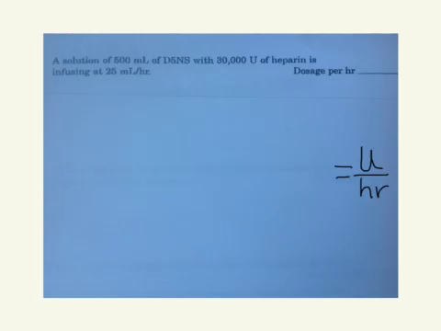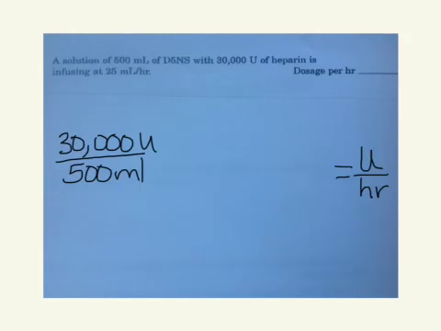So the first thing you do is you take the 30,000 units, and this time the units is going to be on top, so we'll go ahead and put it on top this time. And then it is in 500 milliliters of D5NS, and it's going at 25 milliliters. We want this on top an hour, and that way we can cancel out our milliliters and we end up with units per hour.